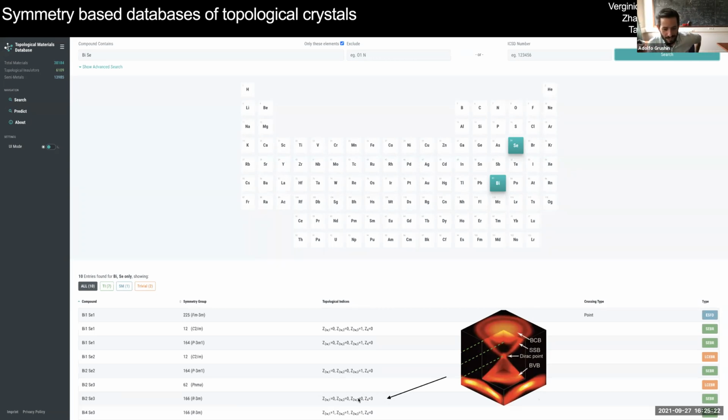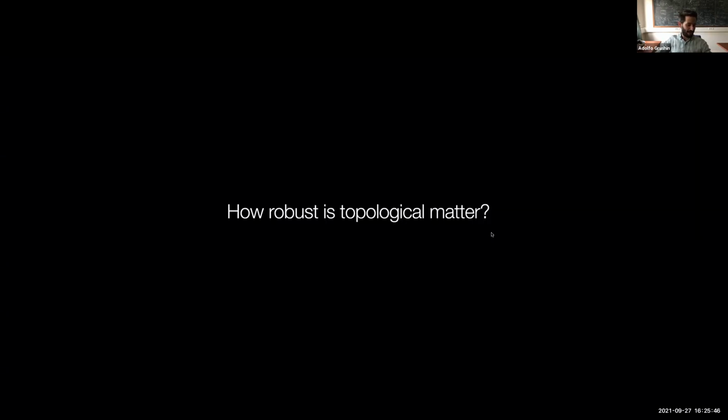It's a bit more complicated which numbers belong to what invariant, but this 3 basically means this -1 in my previous slide. Anyway, with a bit of effort of understanding the notations, you can in principle go to these websites and find topological states. So, topological crystals.